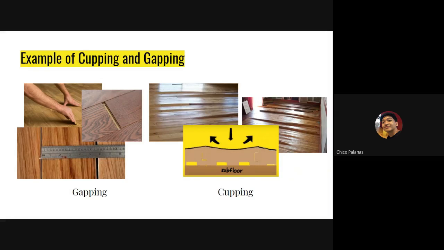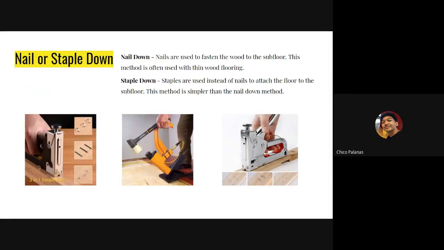So next slide. Nail or staple down. In nail down, nails are used to fasten the wood to the subfloor. This method is often used with thin wood flooring. In staple down, staples are used instead of nails to attach the floor to the subfloor. This method is simpler than the nail down method. Here are the equipments for nail down and staple down. Next slide, please.